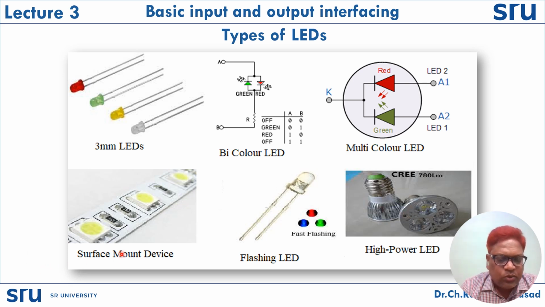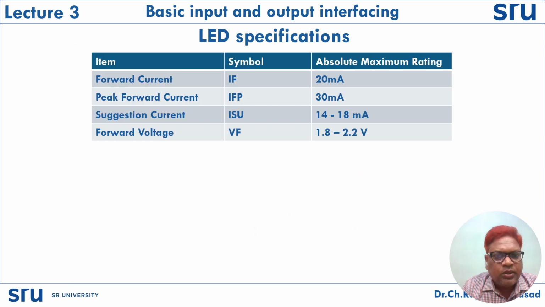In addition to multicolor LEDs, we also have surface mount LEDs, which are available on several PCBs, and flashing LEDs. These are used in our mobile phones and flashlights, and high power LEDs are normally used in our homes. These are the different types of LEDs available in the market. Coming to the 3 mm and 5 mm LEDs, which we use in our laboratory, let us see the technical specifications of LEDs.